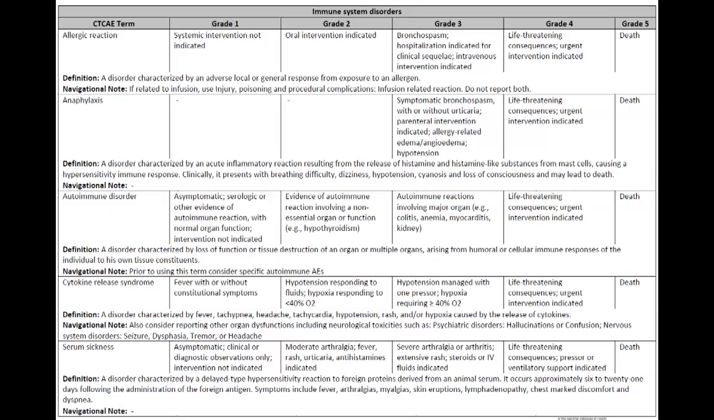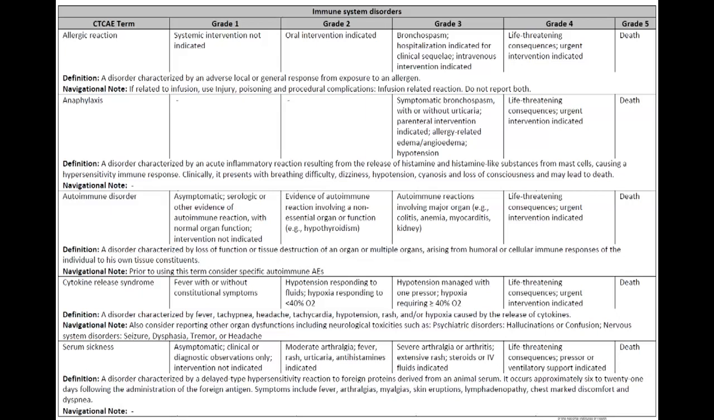Within system organ class sections, the CTCAE terms are organized alphabetically by adverse event term on the far left column, with definitions provided below each term. Version 5 also includes navigational notes, which can guide you to other appropriate terms. For example, allergic reaction, noted at the top left of this slide, has a navigational note to use a different AE term if the allergic reaction was related to infusion.